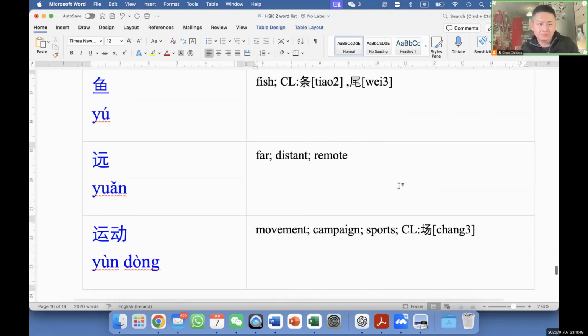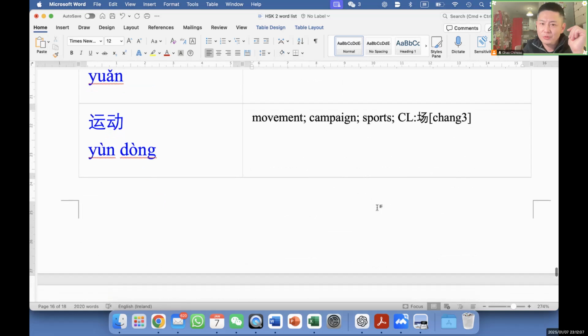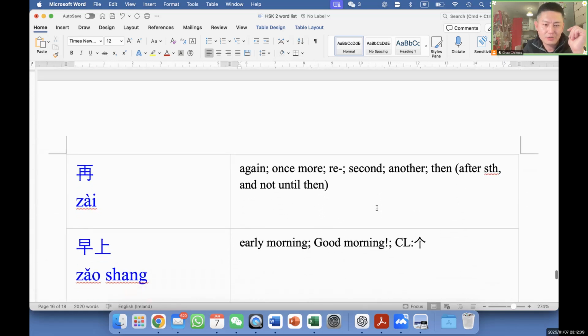It's yuan. 运动 sports. 做运动。你喜欢什么运动? What are the 运动 in Chinese? 篮球、足球、乒乓球、网球 tennis. Okay, my mind is completely smashed right now, so I cannot think of any other sports.